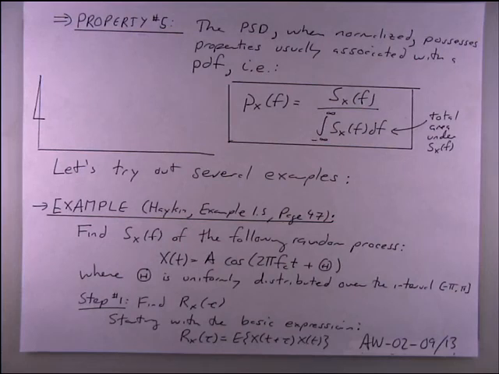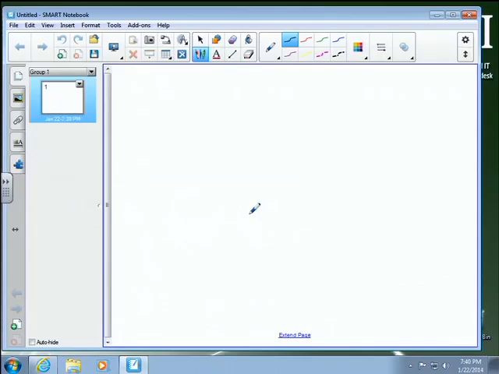So this is the first classic one. This is a classic power spectral density question. Find the power spectral density if you have the following random process. We actually didn't look at random processes too much. So let's see. I'm going to just bring it up onto the board.